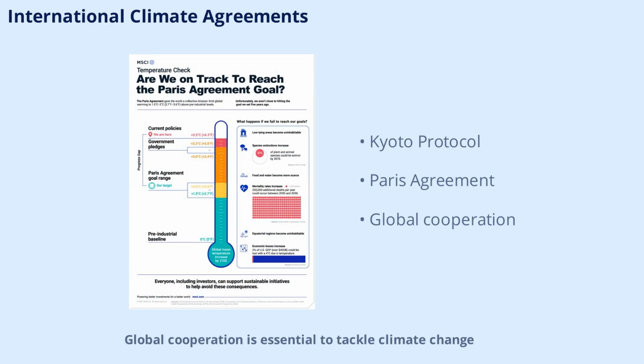Global cooperation is essential to tackle climate change. The first World Climate Conference in 1979 recognized climate change as an urgent problem. Since then, major international agreements like the Kyoto Protocol and the Paris Agreement have set targets for reducing greenhouse gas emissions. These agreements encourage countries to work together, share technology, and support sustainable development.